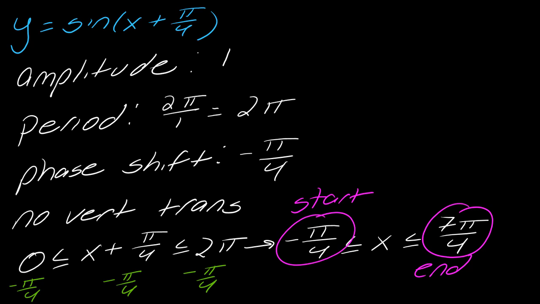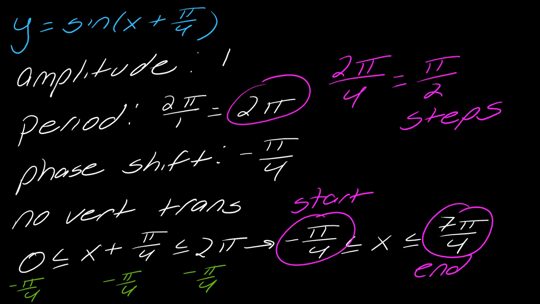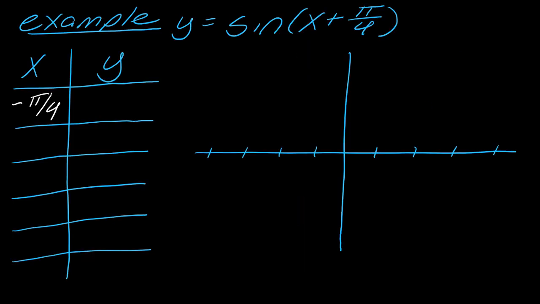Now, the last thing that we haven't done together, that I'm going to show you how to do in these next examples, is you want to know how big of steps to take. To figure that out, you're going to take the period and divide it by 4. So on my table, I'm going to take pi over 2 sized steps. Okay, so I start at negative pi over 4, right? That was what I said my starting point was. And then I want to start to take pi over 2 steps.